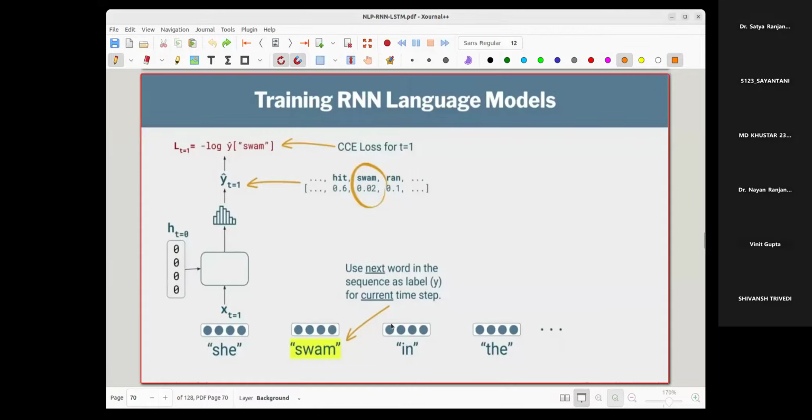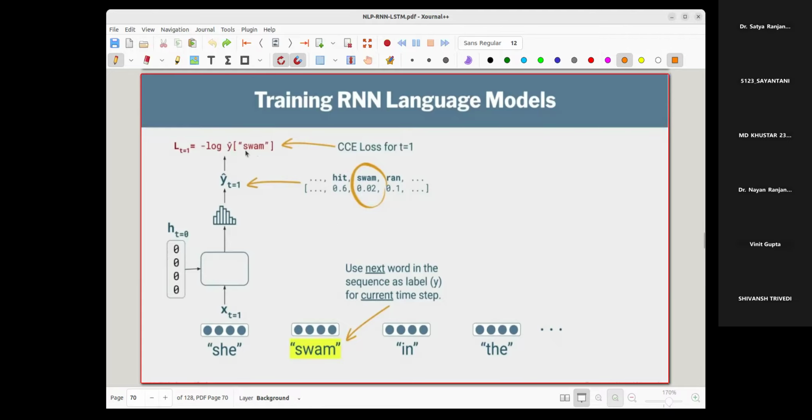So what I'm saying is that when C is given as input at time step t equal to 1, it produces some output. It produces output because there are many possible words; it will calculate the softmax probability. The probabilities are there, but it says that heat has the maximum probability. That means the next word must be heat, but actually the next word is swam. So we'll use swam as the actual output, and the output here is 0.6, that is heat. So we'll calculate the loss using swam.